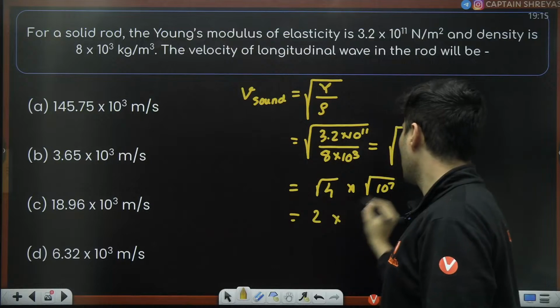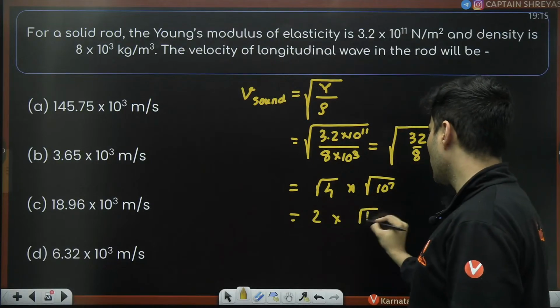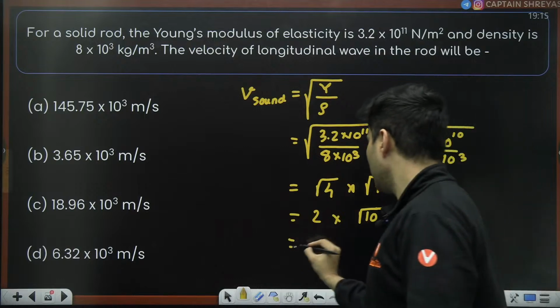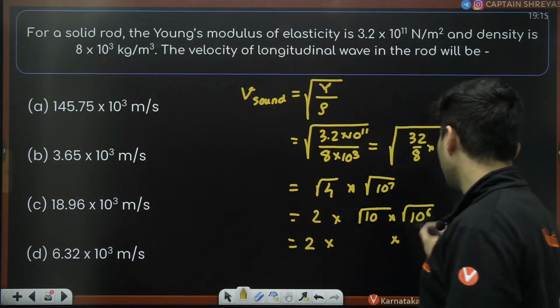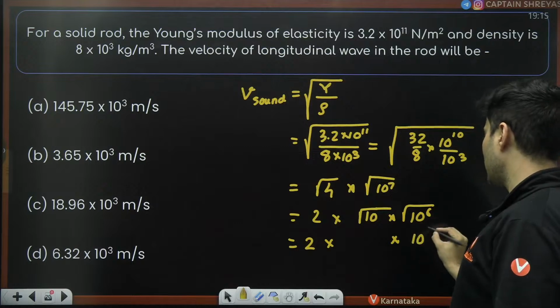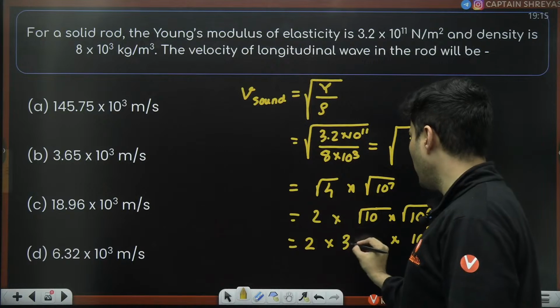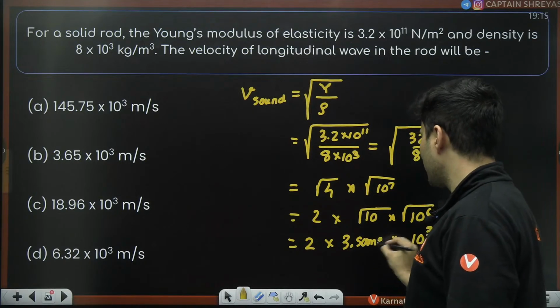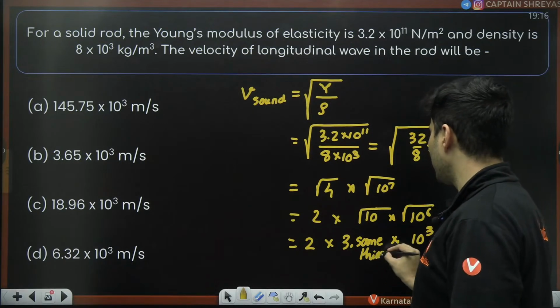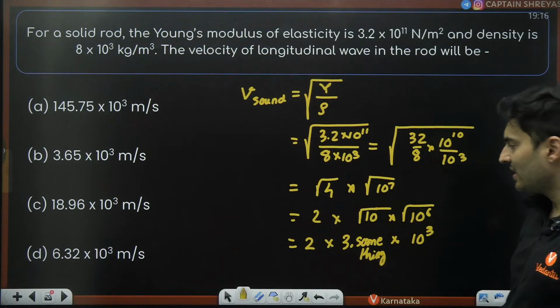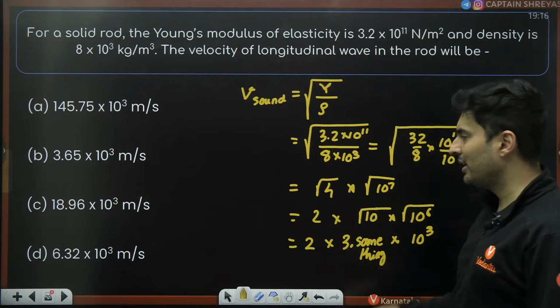Root 4 is 2. 10 to the power 7, I can write it as root 10 multiplied by root of 10 to the power 6. Root of 10 to the power 6 is 10 to the power 3. Root 10 will be 3 point something, right? If you look at the options, 2 into 3 is 6, so it will be 6 point something.